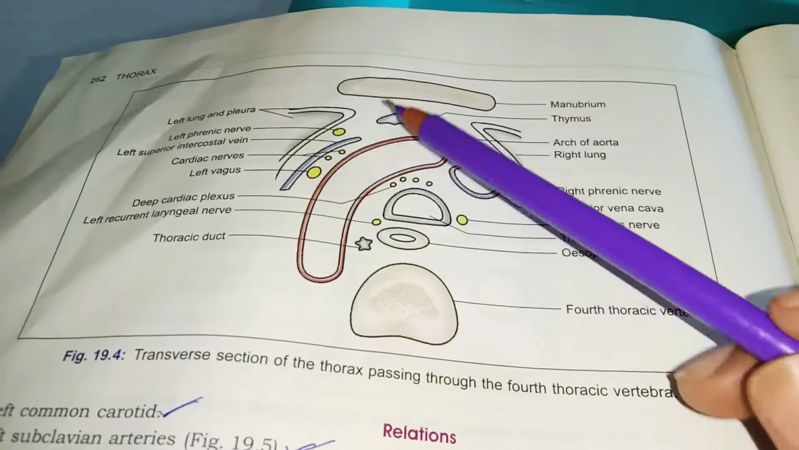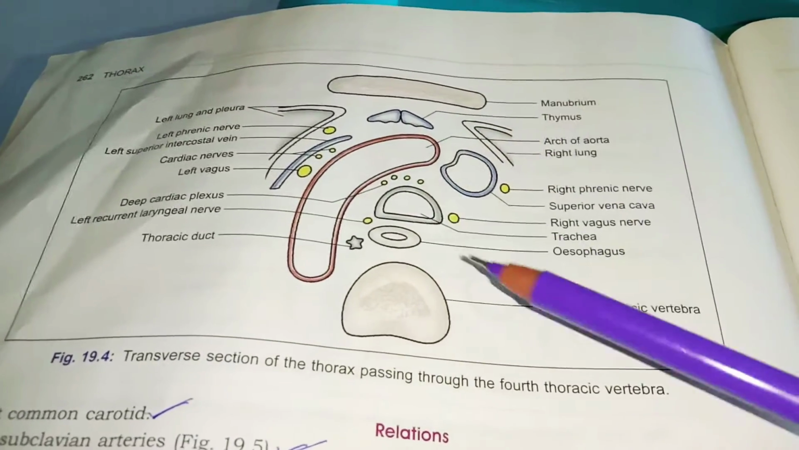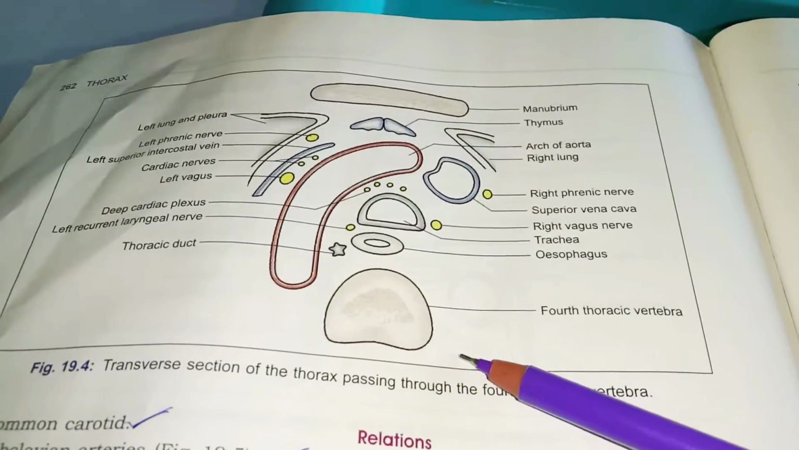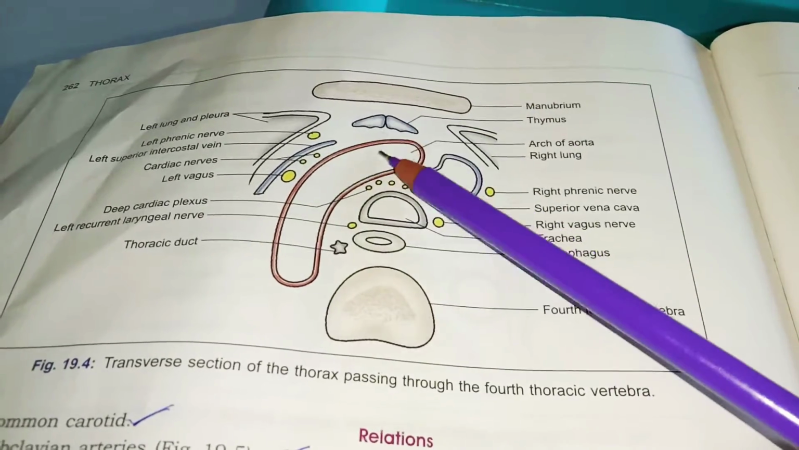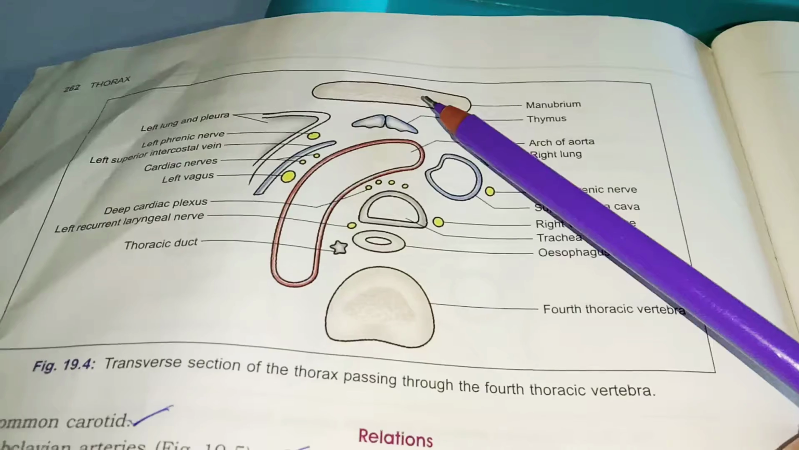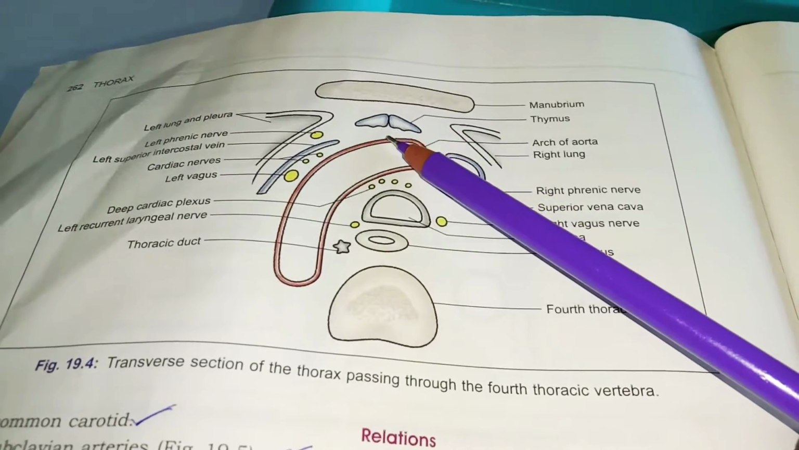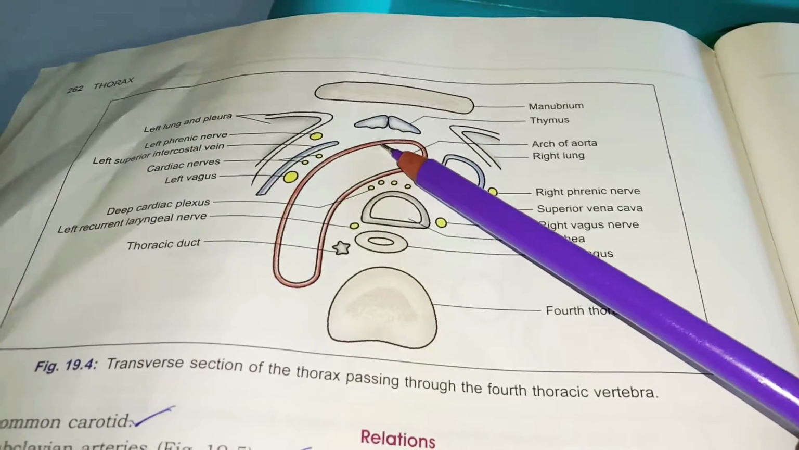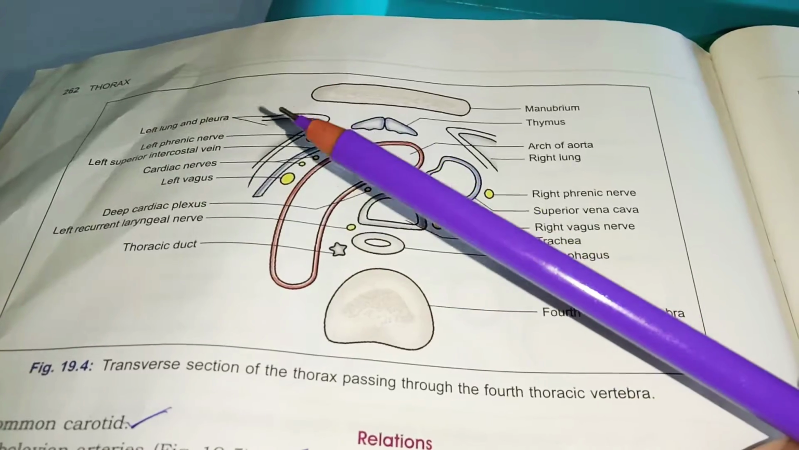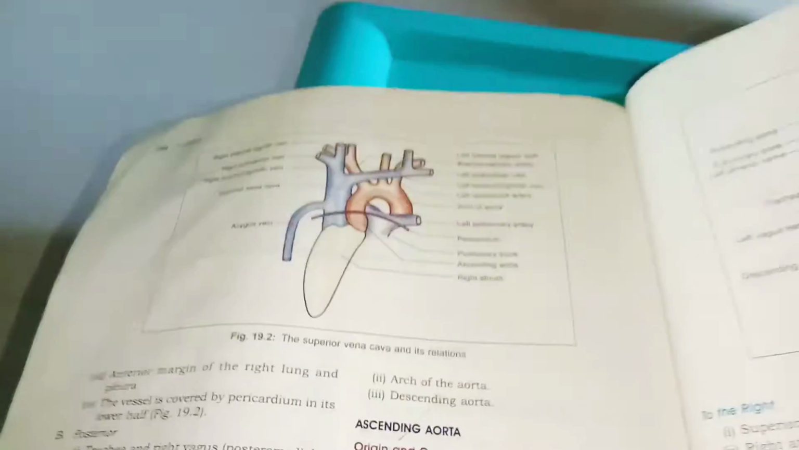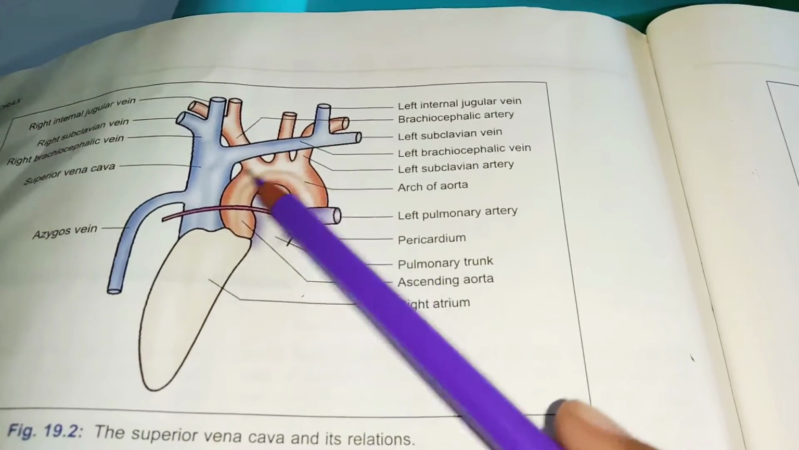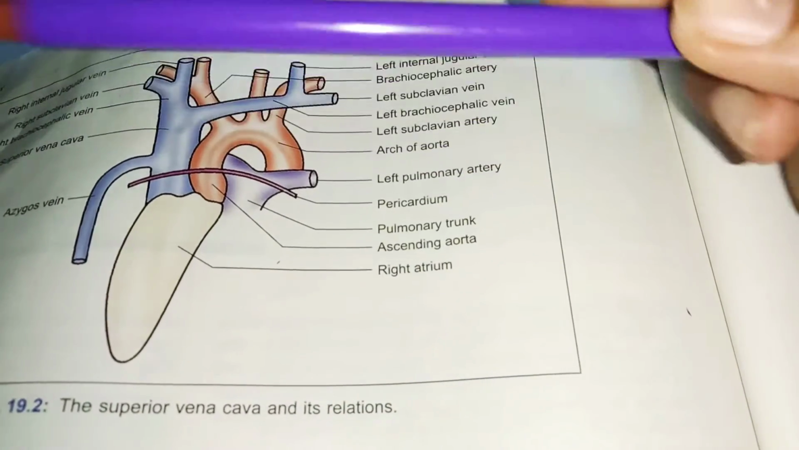That's why you can see here anteriorly the manubrium sterni and posteriorly the fourth thoracic vertebra, because the arch of aorta is mainly situated behind the lower half of the manubrium sterni. Now the course, where it starts. The arch of aorta begins behind the upper border of the second right sternocostal joint. If you see here, you can imagine the pen.